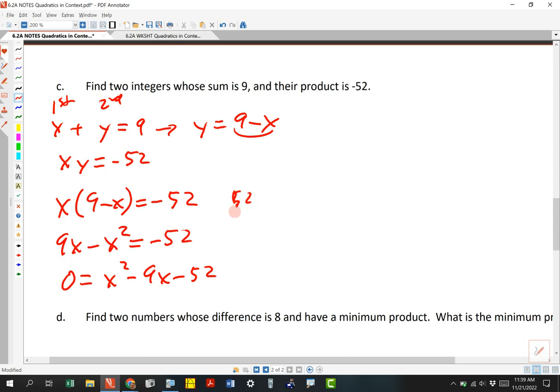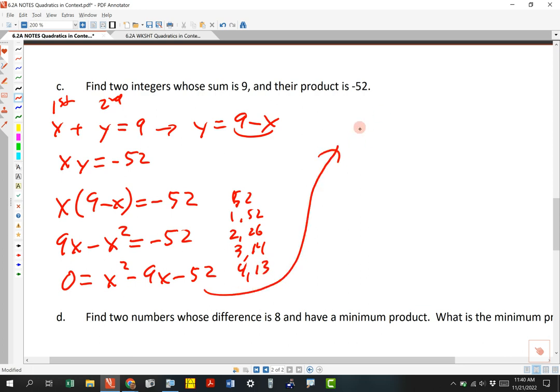So we could use 1 and 52, doesn't have a difference of 9. 2 and 26, doesn't have a difference of 9. 3 and 14, 17. Wow. 3 and 14. Is that right? 4 and 13. There it is.